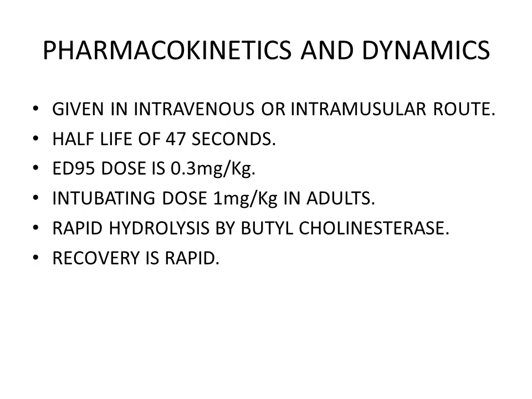The dose to reduce the twitch to 95% is 0.3 milligram per kg. The intubating dose is 1 milligram per kg in adults. It varies according to the age of the patient. In infants, the dose increases up to 3 milligram per kg because of the increased volume of distribution. It undergoes rapid hydrolysis by butyrylcholinesterase, otherwise known as pseudocholinesterase. Recovery is very rapid.